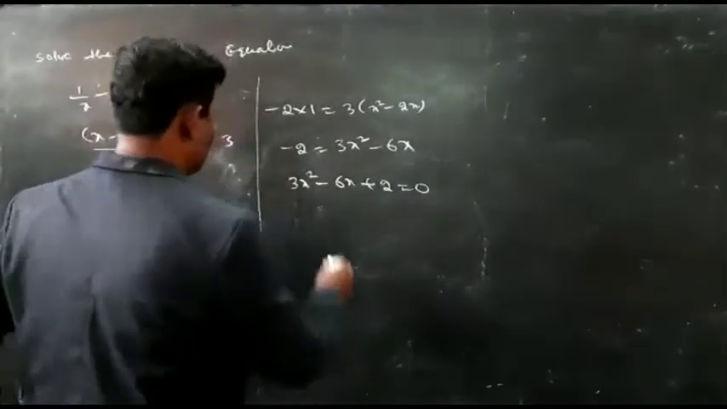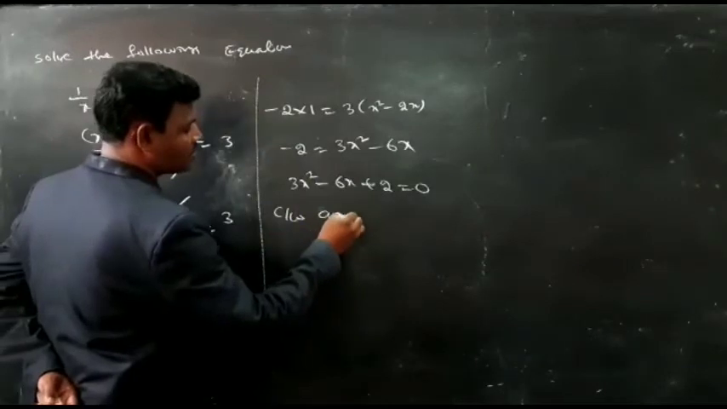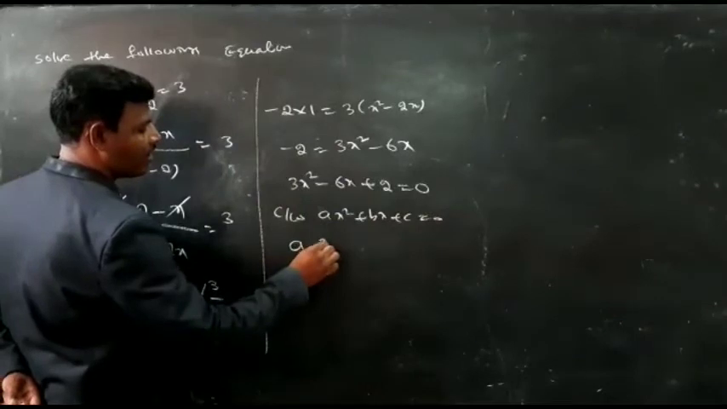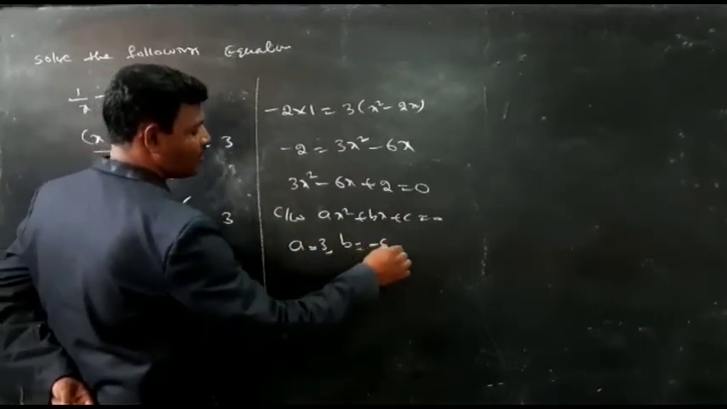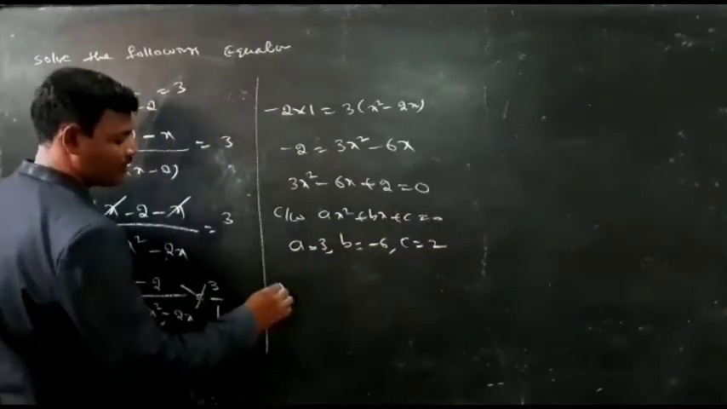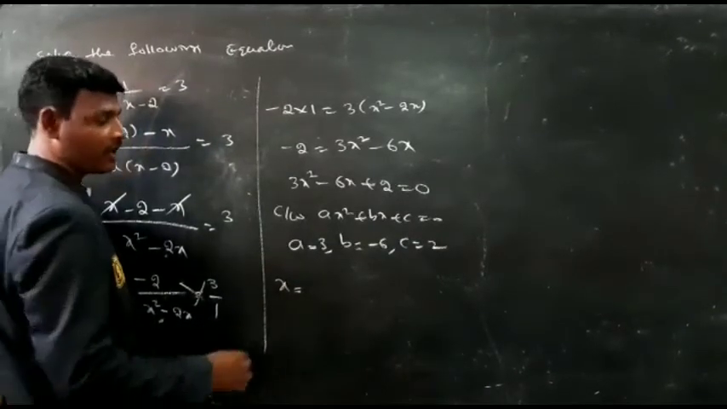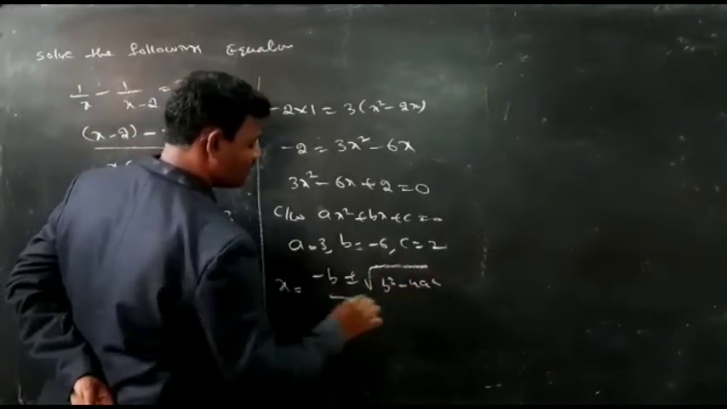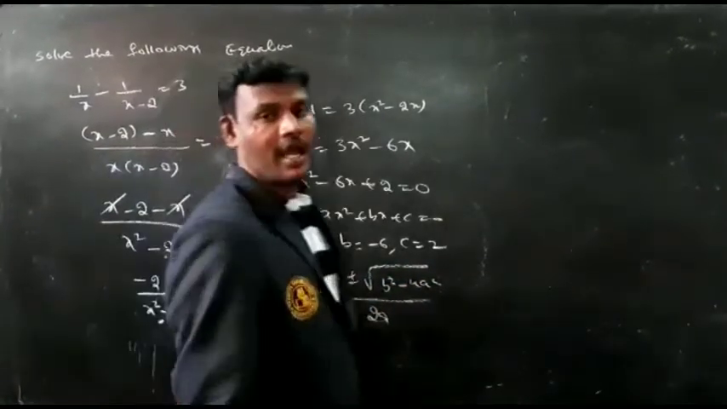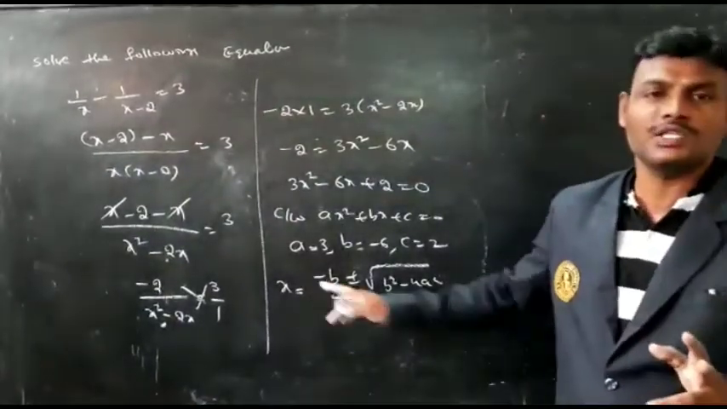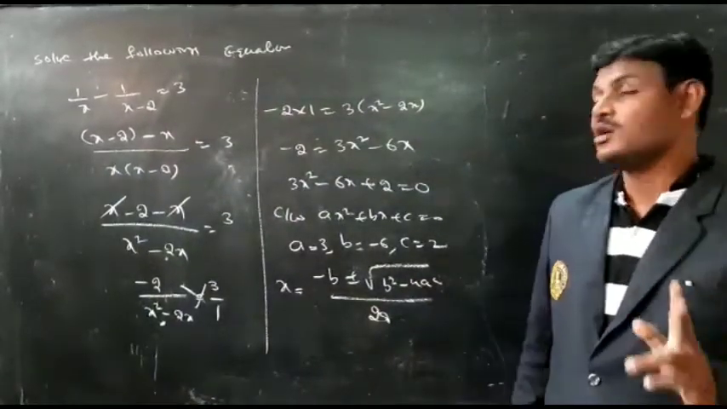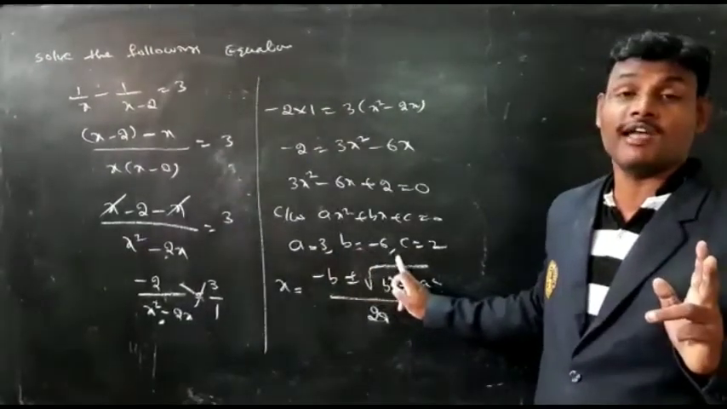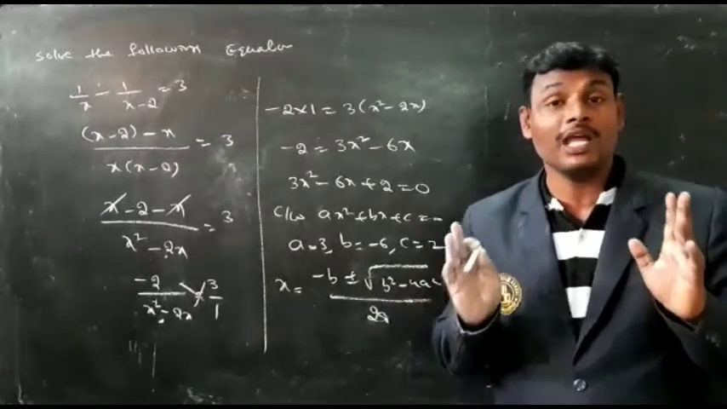So here, by comparing with ax square plus bx plus c is equal to 0, what is the value of a? a is equal to 3, b is equal to minus 6 and c is equal to 2. By using the quadratic formula, x is equal to minus b plus or minus square root of b square minus 4ac, by 2a. So from the comparison, a value is 3, b value is minus 6 and c value is 2. Now I am going to apply the quadratic formula method.